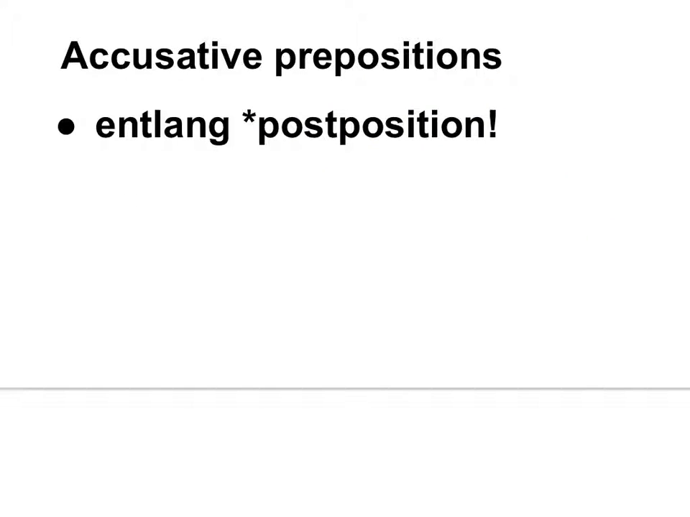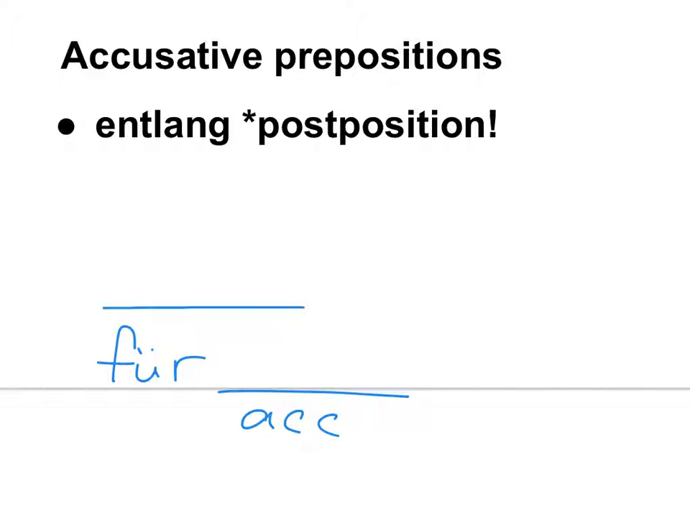All right. Now this one has a little thing on it that says postposition. Because this one is different. So what that means is all the rest of them, you'll have like für or whatever, and then whatever's over here is accusative. Entlang flip-flops it. It's the opposite. So for entlang, it'd be accusative here, and then that word. So that one's kind of goofy.